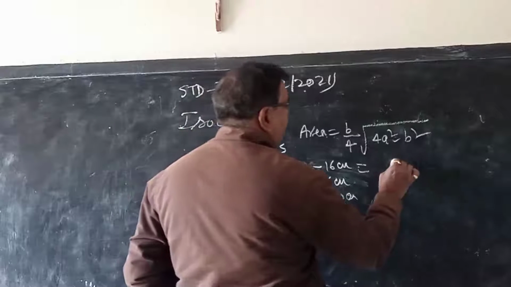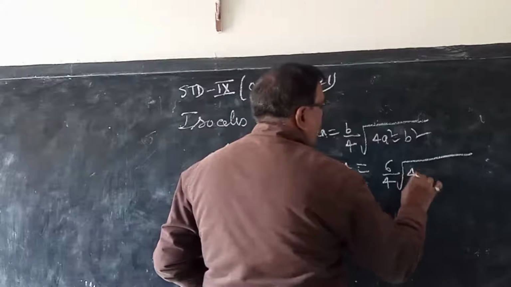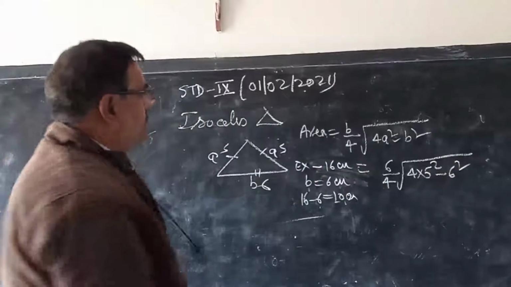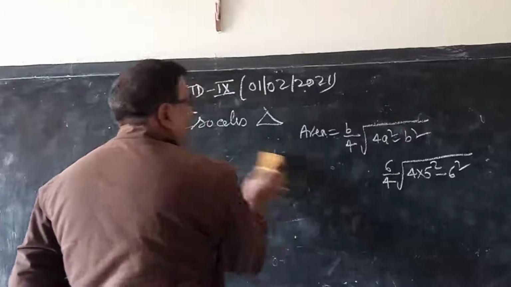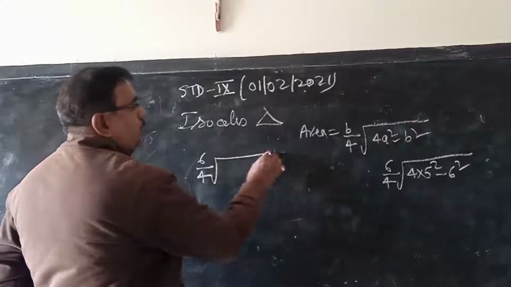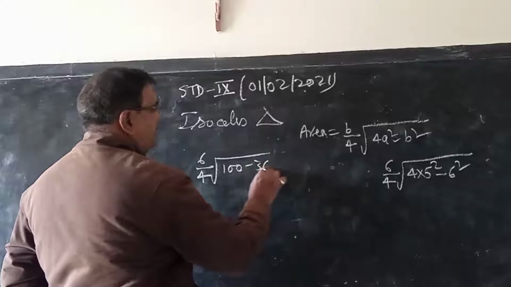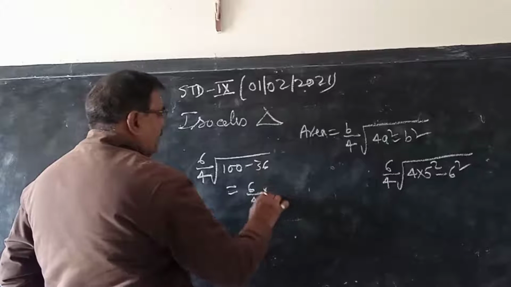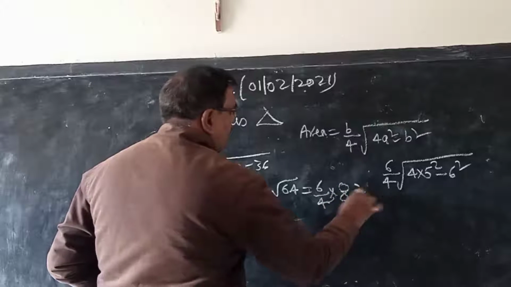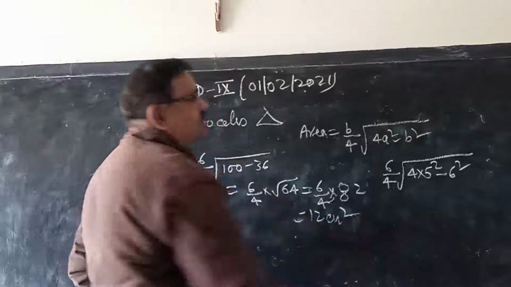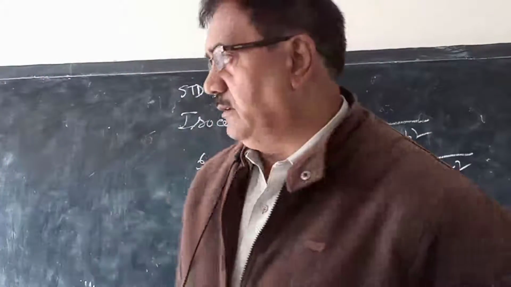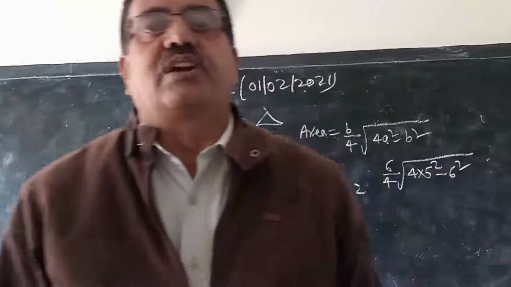B is 6, so 6 by 4, root over 4 into A square, A is 5, 5 square, minus B square, B is 6, 6 square. So 6 by 4 root of 100 minus 36, that is 6 by 4 root 64, that is 6 by 4 into 8, which is 12 centimeter square. This is the area of the isosceles triangle. Now next is the equilateral triangle.